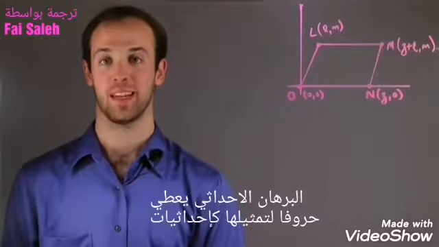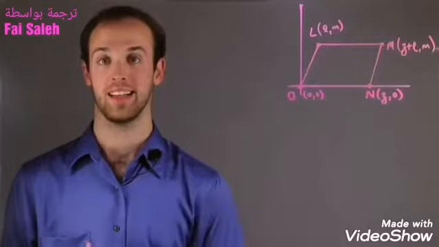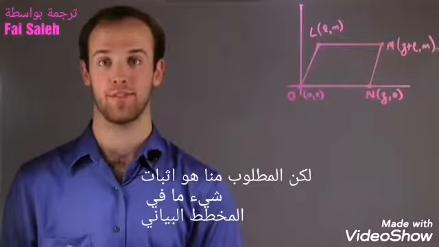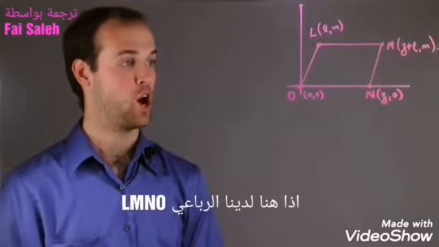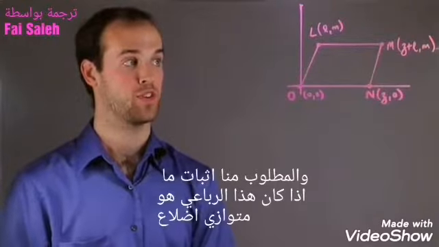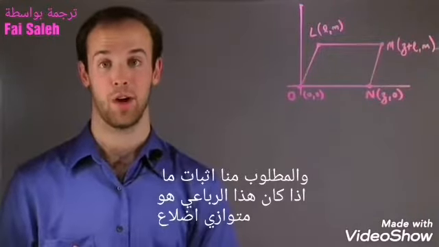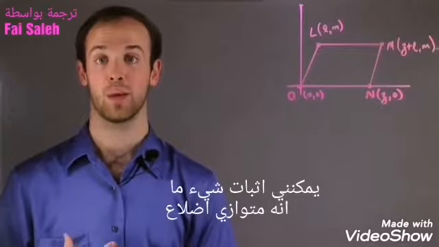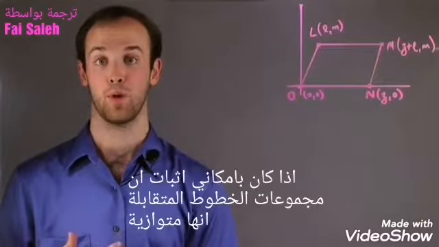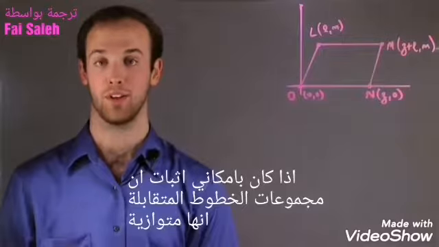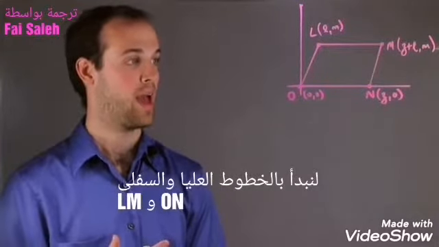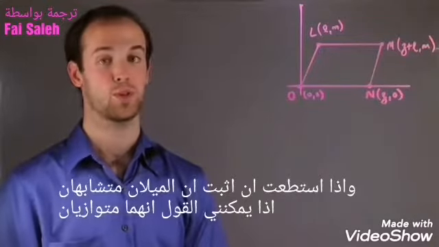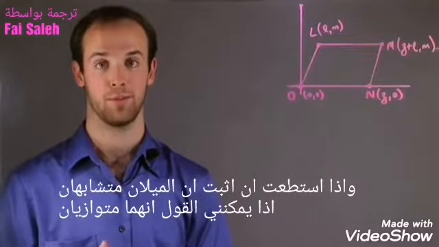Coordinate proofs have been given variables for coordinates instead of numerical values, but we're still required to prove something about the graph. So here we have quadrilateral LMNO, and we're required to prove that this quadrilateral is a parallelogram. Well, I can prove something's a parallelogram if I can prove that both sets of opposite sides are parallel to each other. Let's start with the tops and bottoms, LM and ON. And if I can prove that their slopes are the same, then they must be parallel.